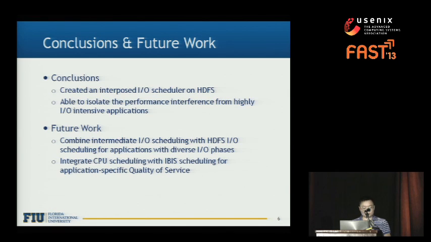And the second future work is to integrate CPU scheduling, namely the job or task schedulers inside Hadoop, to achieve application-specific quality of service by coordinating the I/O scheduler with the task scheduler.